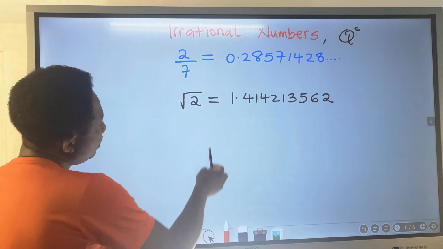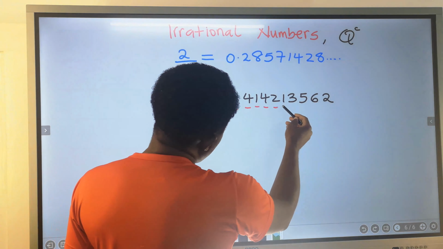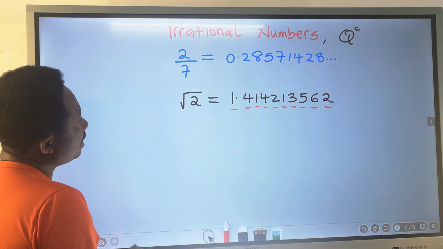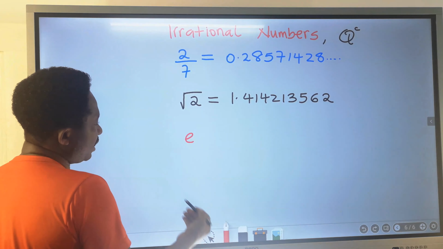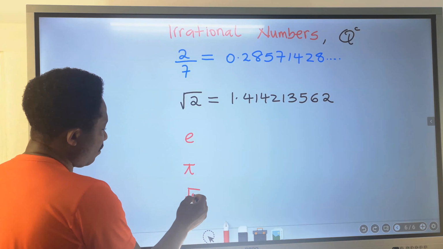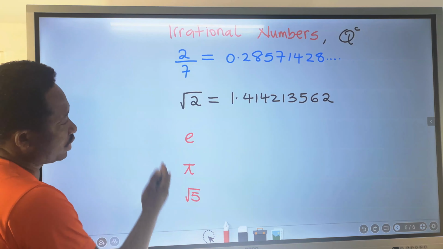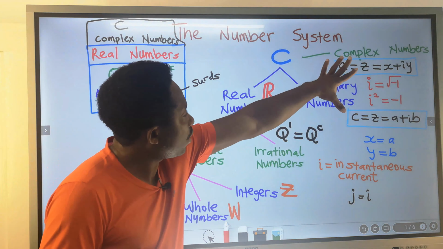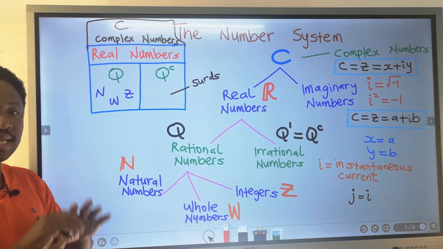If you consider the square root of 2, you can see that the generated numbers also do not have any similarity or pattern. We say it is an irrational number. Same for the value of e, for the value of pi, for the value of the square root of 5, and so on. We say that these are irrational numbers. Irrational numbers, just like complex numbers, are very difficult to represent on the Cartesian plane.